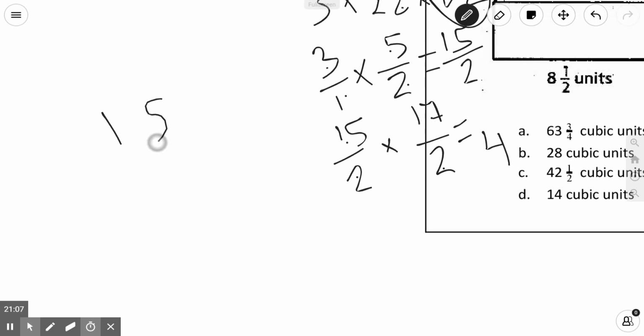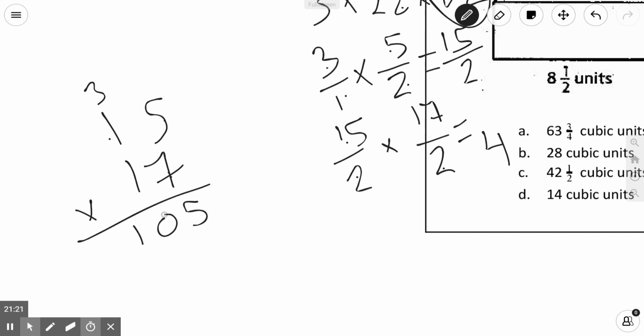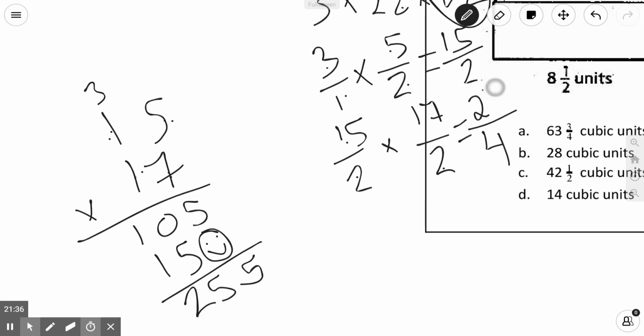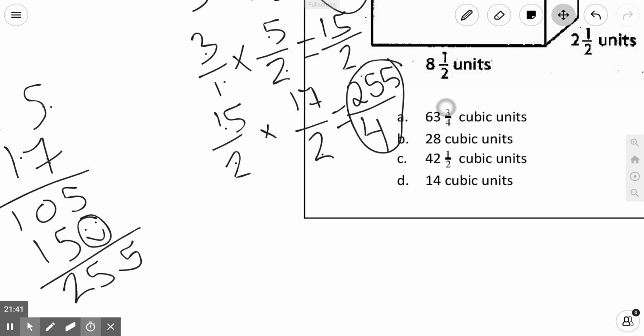I've got 15 and 17. You can use this method or you can use the other method. I'm going to use this method. 5 times 7 is 35. Carry the 3. 7 times 7 plus 3 is 52, wait, 1 times 7 plus 3 is 10. Put a placeholder, smiley face. 1 times 5 is 5. 1 times 1 is 1. And I end up with 5, 0 plus 5 is 5, and 255. So this is going to be 255 fourths.